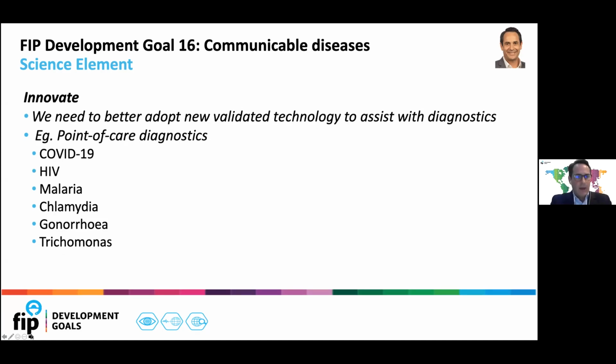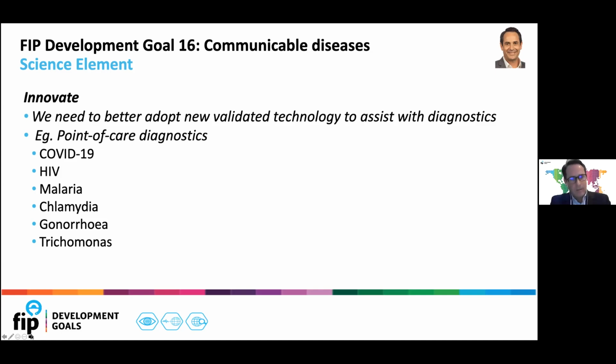So we need to innovate, and we also need to get better at adopting validated technologies to assist with diagnosis. We heard a little bit earlier about point-of-care diagnostics. These are just a few, but point-of-care diagnostics can be relatively low cost compared to costs associated with pathology laboratories, and they can effect rapid treatment once you have a rapid diagnosis. So these are exceedingly helpful in terms of using our scientific means to achieve our objectives.